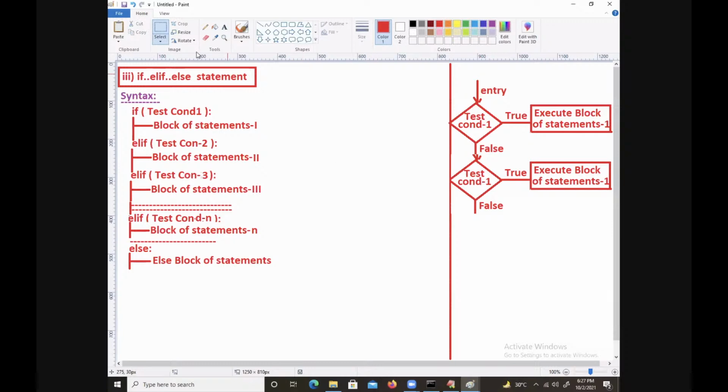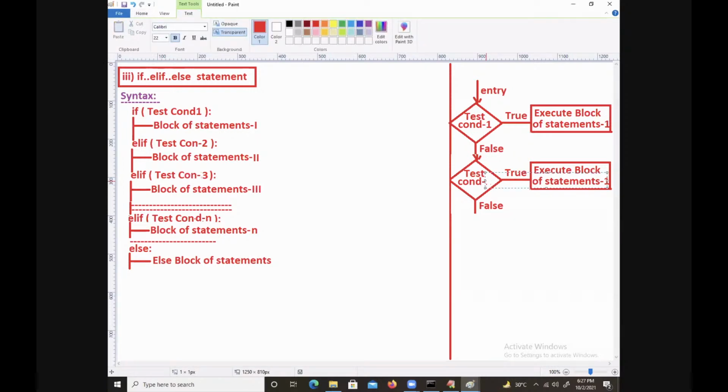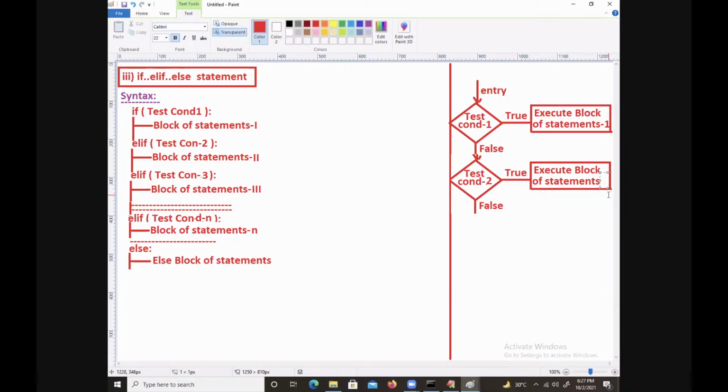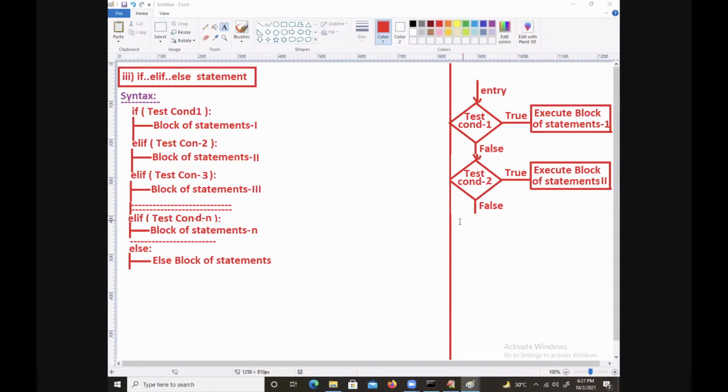If it is condition 2, what will happen here? Execute block of statements 2. I will write the number 2 for block of statements, Roman numeral or normal number. Block of statements 2. If it is false, what will happen again? The same process will be repeated.